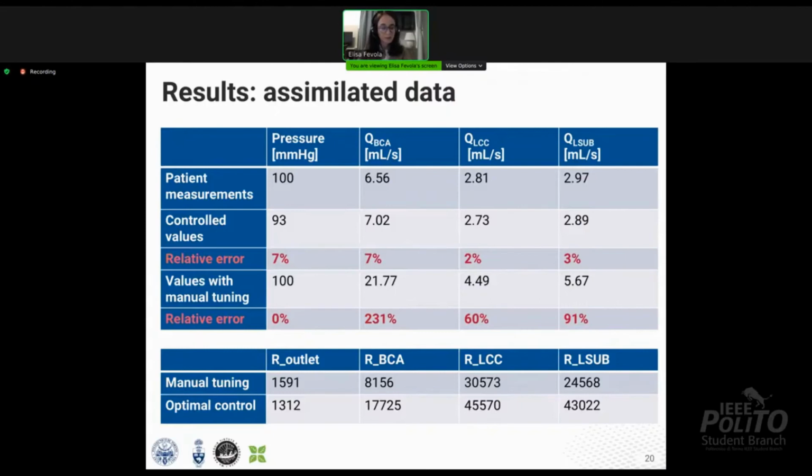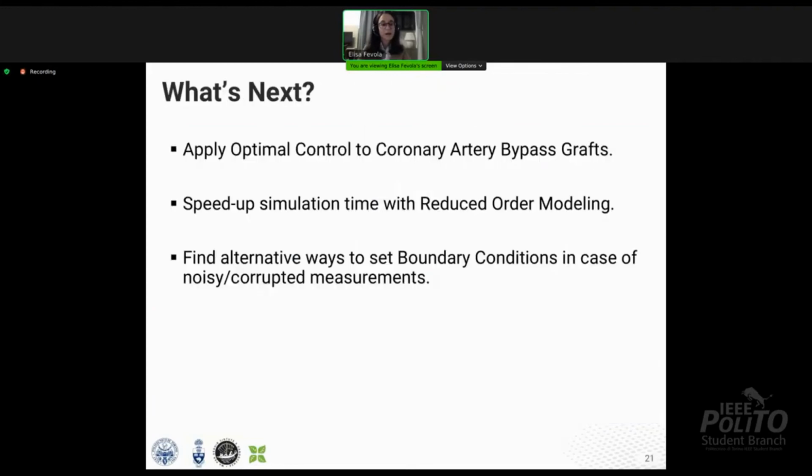And as a reference, I also reported the values of the resistive boundary condition that you would choose with manual tuning versus the one that optimal control chooses for you. So to conclude, what's next on this project, we want to apply this optimal control tool on coronary artery bypass grafts. I only showed it to you on the aortic arch, and there are some challenges in bringing this tool on the grafts. Since the grafts are really small, there are not a lot of measurements there, but we're hopeful that it will work out. And we want also to speed up simulation using reduced order modeling.